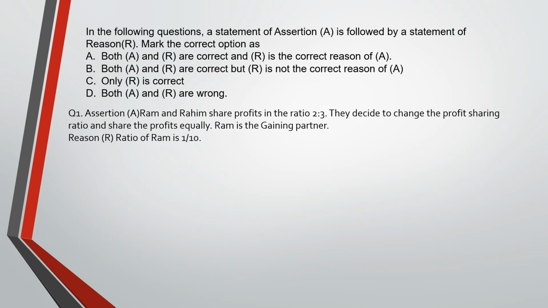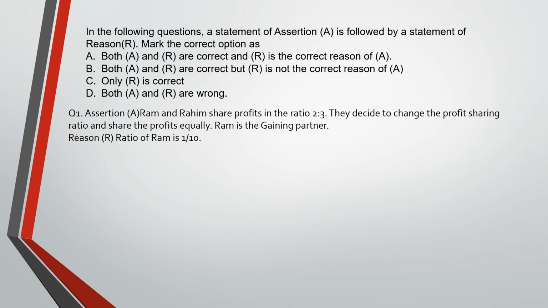If both assertion and reason are correct but reason is not the correct reason of assertion, then you mark it as B. Only reason is correct, mark C. And if both assertion and reason are wrong, you mark D. So look at this, read what they have given, and accordingly you mark. Their wording might be a little different in the exam. It can be correct explanation, or they can give other options also.